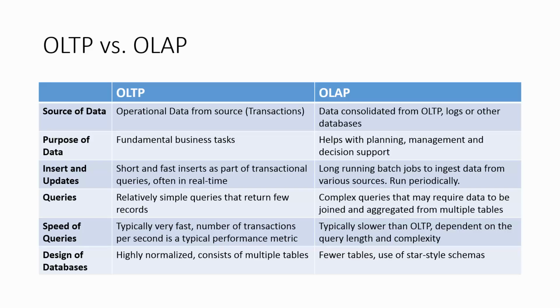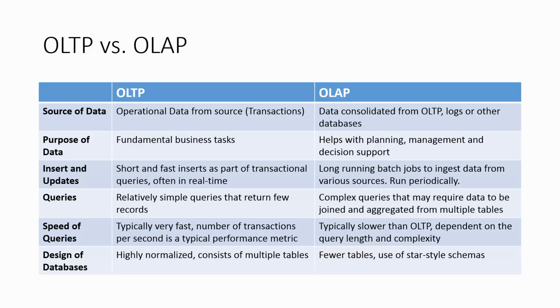Whereas in OLAP systems, you may have complex queries that may require data to be joined. If you have aggregations, they may return a smaller number of records, but sometimes these queries in OLAP systems might return a large number of records. The speed of OLTP queries is typically quite fast, and in fact a typical performance metric is the number of transactions you can perform per second, whereas in an OLAP system your typical queries are quite slower than OLTP systems. Of course this depends on the length and complexity of the query, the number of joins, or the number of aggregations inside the OLAP query.